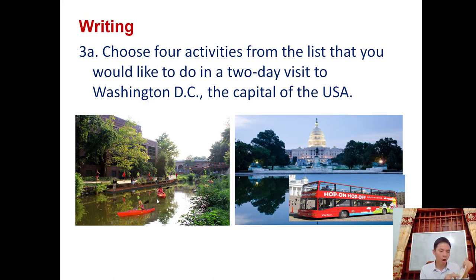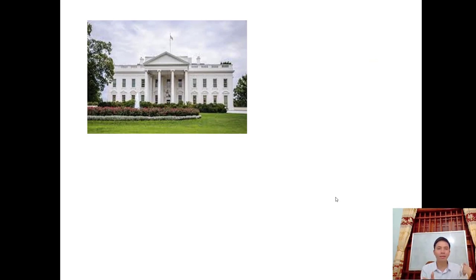Exploring Washington DC on hop-on hop-off trolley. Khám phá thủ đô Washington trên một cái xe điện. Hop-on hop-off trolley là xe điện lên xuống. Now, what is it? Yes, it's the White House. So what is it famous for? The White House is the place where the president of America and his family live. Understand? Nhà Trắng là nơi tổng thống Mỹ và gia đình của họ sống ở đây. Okay. So, visiting the White House where the president of the USA lives. Thăm Nhà Trắng, nơi mà tổng thống Mỹ sống ở đây.